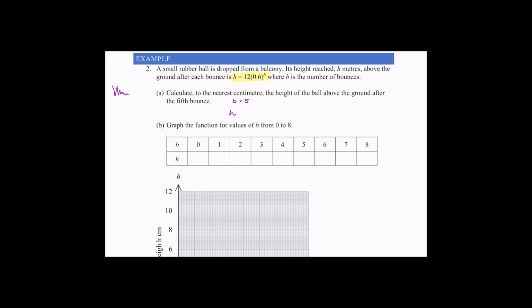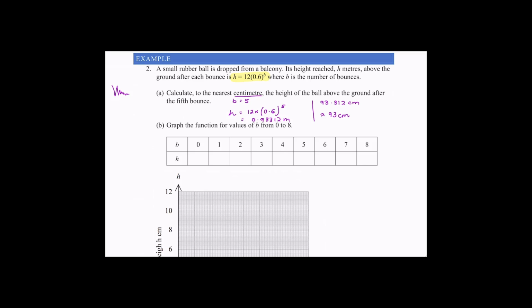So we're going to use this formula, h equals 12 times 0.6 to the power of 5. So picking up your calculators, you get 0.93312 meters. Question says to the nearest centimetre, so it might be easier, since we're looking at this great big decimal, to change it into centimetres by multiplying by 100. And to the nearest centimetre, that's going to be approximately 93 centimetres.